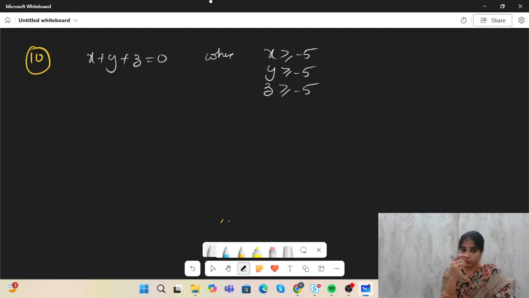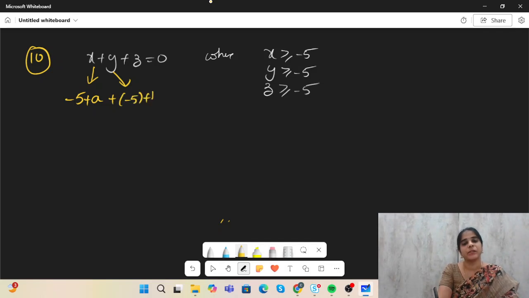Right? Now how to reframe my question? They said my x is greater than or equal to minus 5, and it is slightly greater than minus 5. So minus 5 plus something it should be. Right? So I am writing minus 5 plus some a. Right? Plus what about y? Y also greater than or equal to minus 5. So obviously it should be greater than minus 5. Something more than minus 5, in the sense something after that minus 5 you add something to that. So that minus 5 plus b.